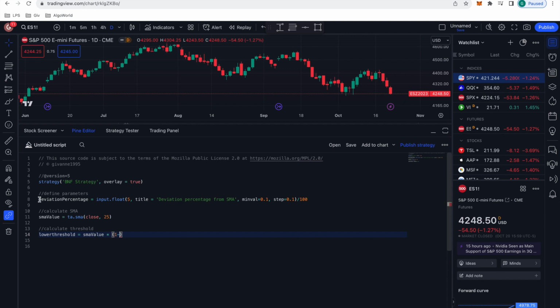And this is where we're going to use deviation percentage. Copy that. 1 minus deviation percentage. And this is just going to be for the lower threshold, or the lower band, if you want to say. And we're going to do the opposite for the higher threshold. Or you know what? Yeah, let's do upper. I want you guys to understand how close it is to Bollinger bands, so I'm going to use terminology that would be similar for Bollinger bands, all right?